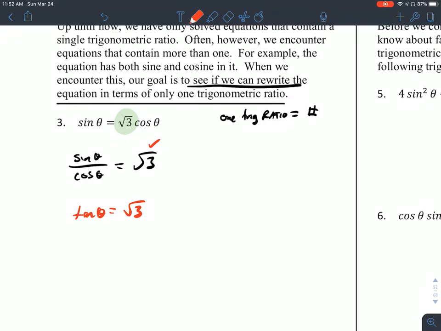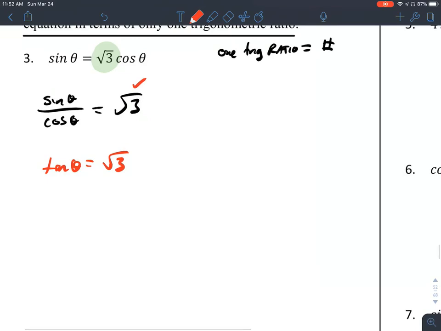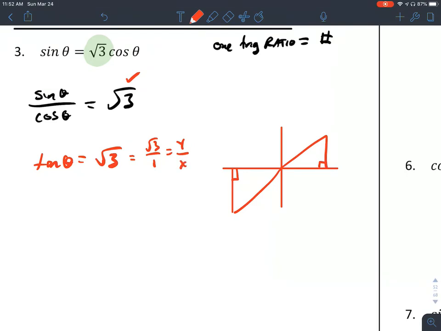Now, I believe we're supposed to actually solve this. So what would theta be? Well, when is tangent positive? Tangent is positive when x and y are the same sign. It happens in quadrant 1, and that happens in quadrant 3. I'm going to go non-unit circle on this because that's easier for my brain. You can go unit circle if you want. If I'm going non-unit circle, I'm saying the square root of 3 is the same as square root of 3 over 1, which makes y the square root of 3 and x 1.